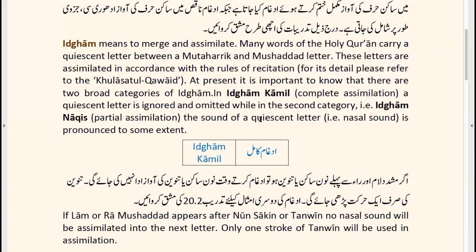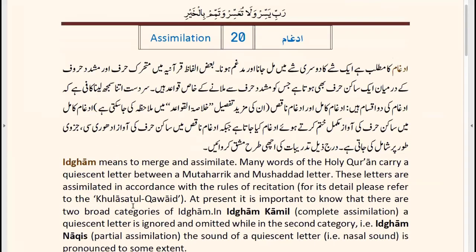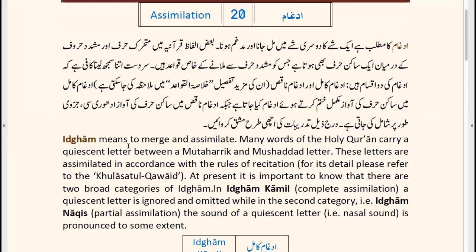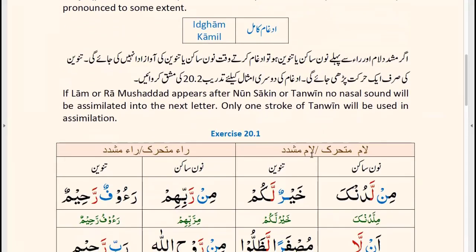So we will be learning about Idgham Kamil, as I said, which is called assimilation. Let me just go through the text, and then I will explain as I go along. So Idgham, there is more than one type of Idgham. Idgham means to merge and assimilate. Many words of the Holy Quran carry a quiescent letter between a mutaharrik letter and a mushaddad letter. Okay, so let me just explain what that means.